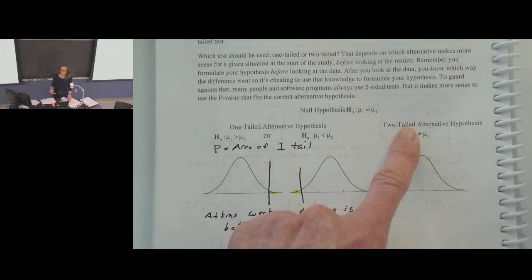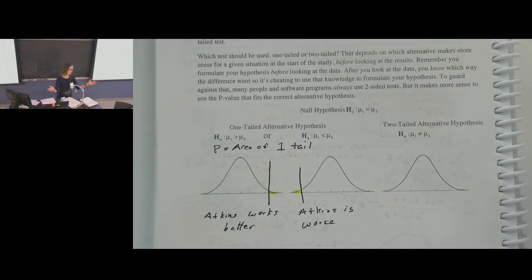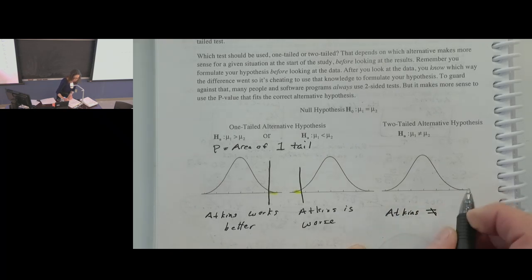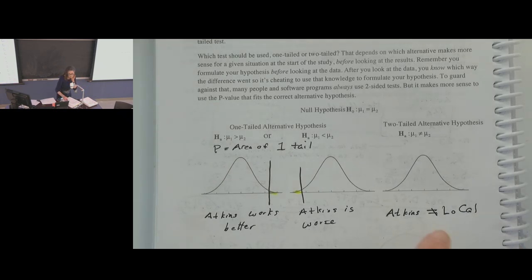But what if we didn't know? Often, you really don't know. This is exactly the case I was in with the in-person and online. I'm doing a two-tail test because I have no idea which is going to work better. In fact, I thought the in-class would work better, but I wasn't sure. I thought there's reasons for both. So I would do a two-tail. So if I thought that the Atkins was just going to be different than the low-cal, but I didn't know which direction. Probably different, but I didn't know which direction. This happens all the time too.